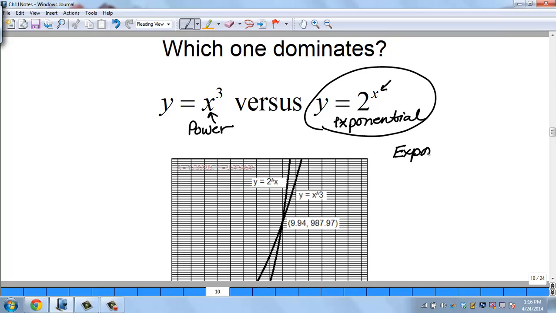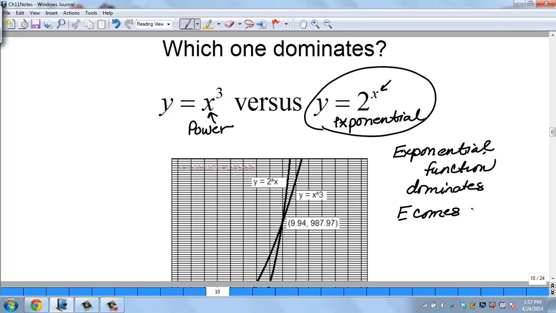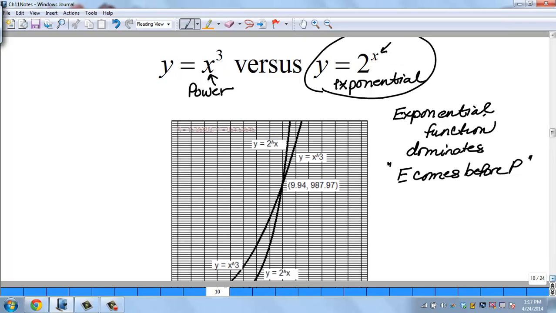Gets larger quicker. Well, how are you going to remember that? Exponential function dominates. There's a lot of ways, but I always say E comes before P in the dictionary. That's how I remember which one dominates. And the exponential function will always win over a power function because it does get quicker, faster, and it always does. Doesn't matter what your coefficients are, it does.